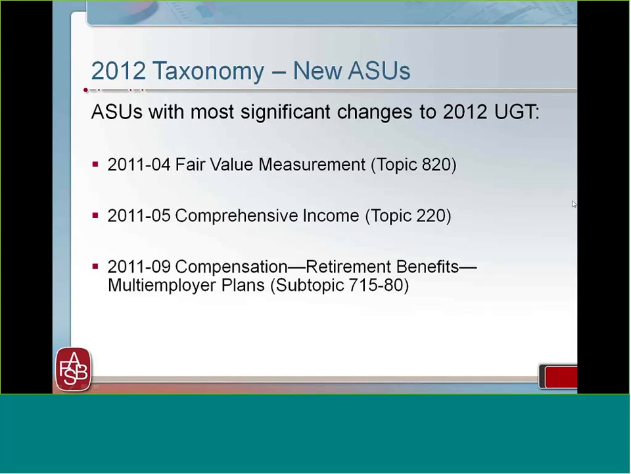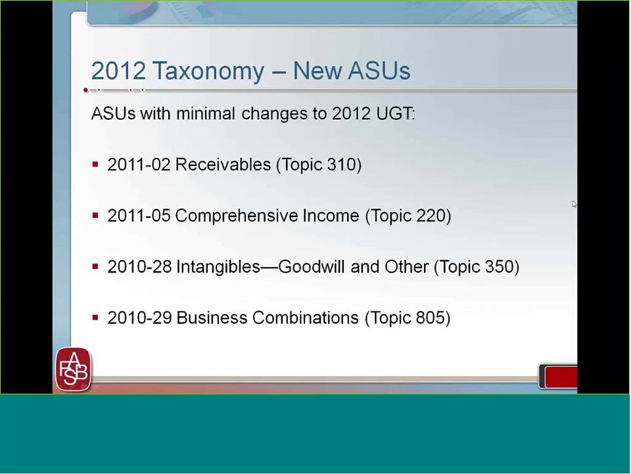The slide you're seeing now is the more material ASU changes that have been made. The ASU fair value measurement resulted in 99 new elements in the current release and 154 deprecated. Comprehensive income, not quite so much, and the ASU for multi-employer plans as well. These are the ones of the 8 I mentioned that had the most impact on the taxonomy from an ASU perspective. The next slide are some of the other ASU changes that we had.